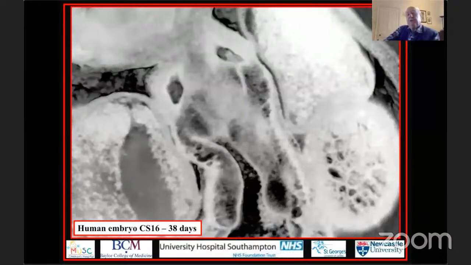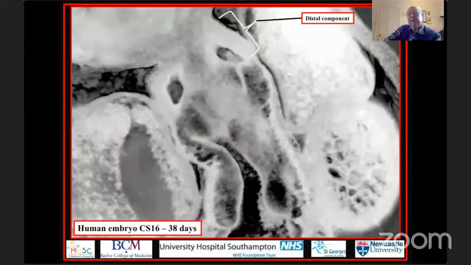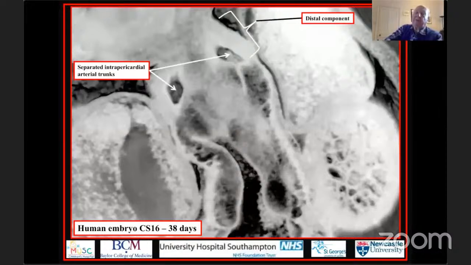But how do we distinguish those middle and proximal parts? So I've taken you on one more stage. 2 days have passed by. Now we're in what we call Carnegie stage 16. The distal component is now separated into the intrapericardial aorta and the intrapericardial pulmonary trunk. So there is our middle part.